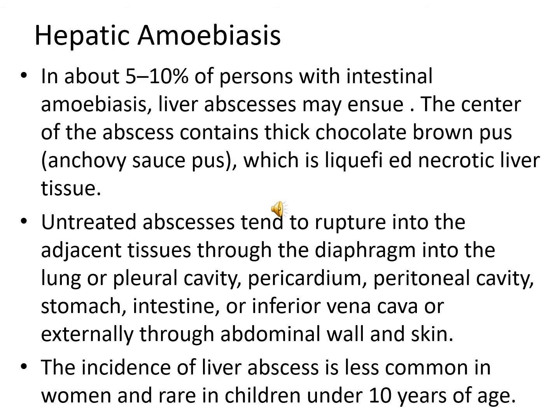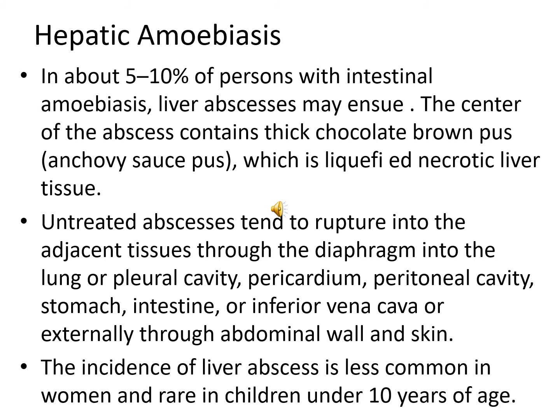So first, extraintestinal amoebiasis is hepatic amoebiasis. The amoeba causes liver abscess. This is seen in only 5 to 10% of persons with intestinal amoebiasis. The abscess contains thick, dark chocolate brown pus.